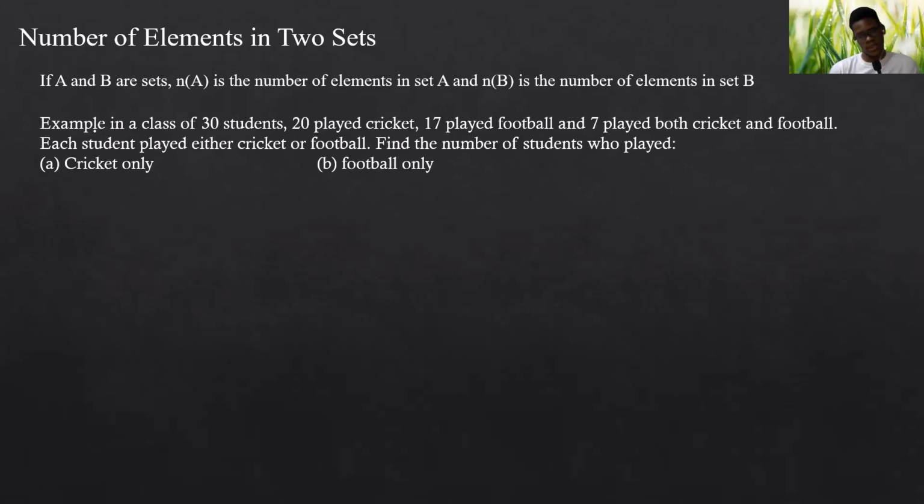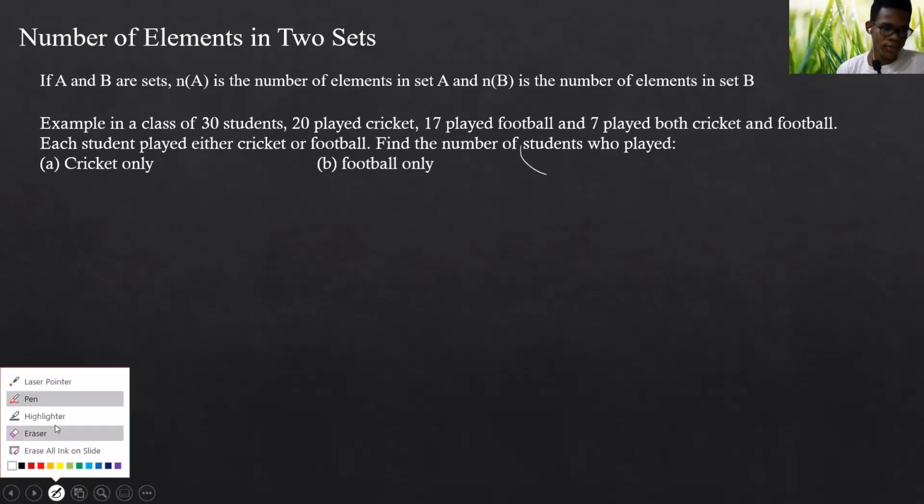Now, example: in a class of 30 students, 20 played cricket, 17 played football, and 7 played both cricket and football. Each student played either cricket or football, very important statement. Find the number of students who played cricket only and football only.